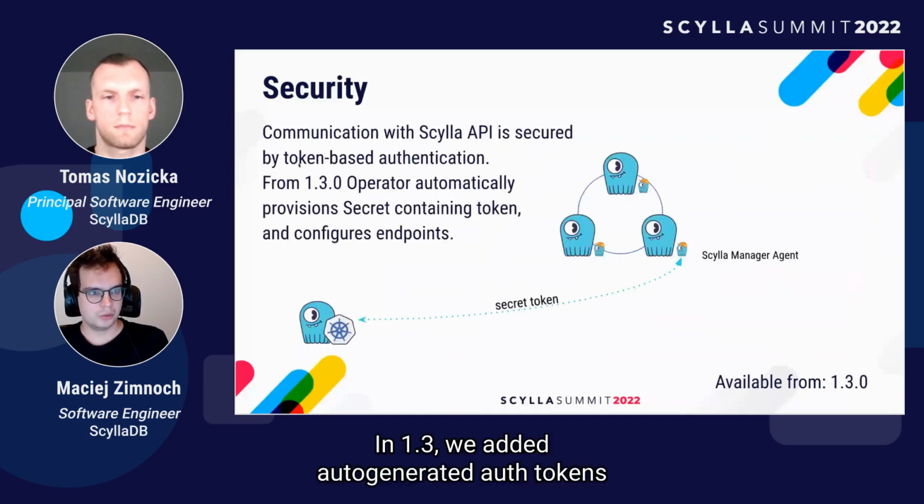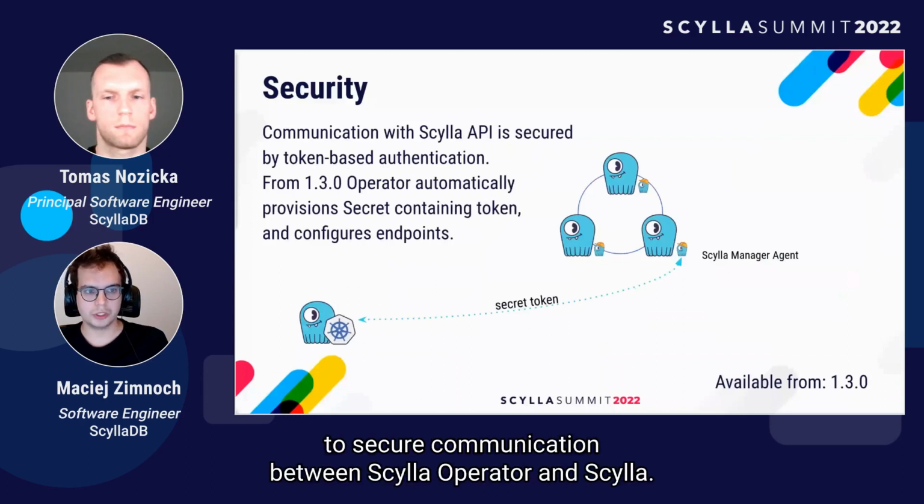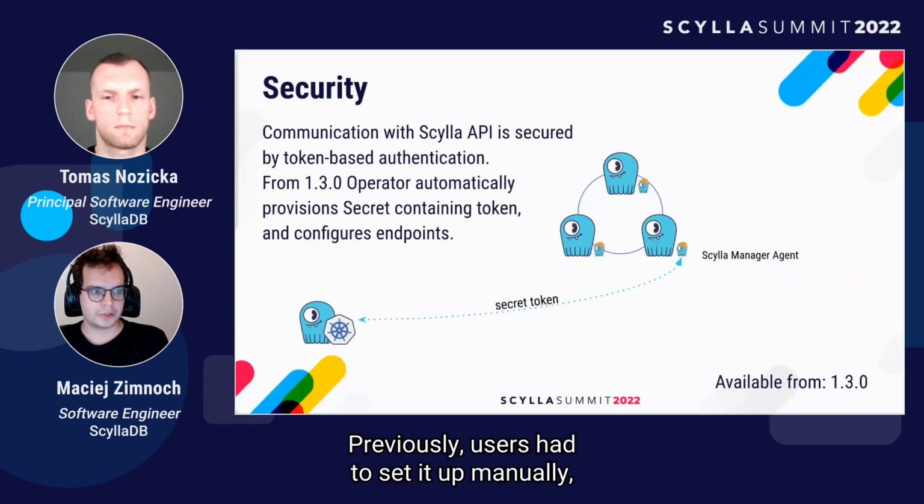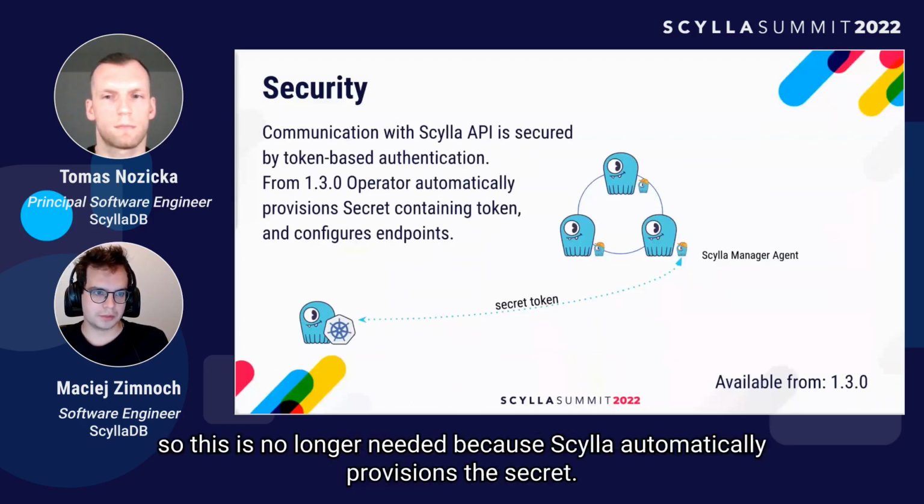In 1.3, we added auto-generated auth tokens to secure communication between Scylla Operator and Scylla. Previously, users had to set it up manually, so this is no longer needed because Scylla Operator automatically provisions the secret.